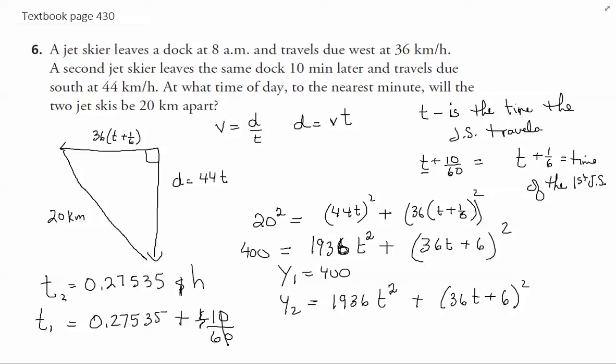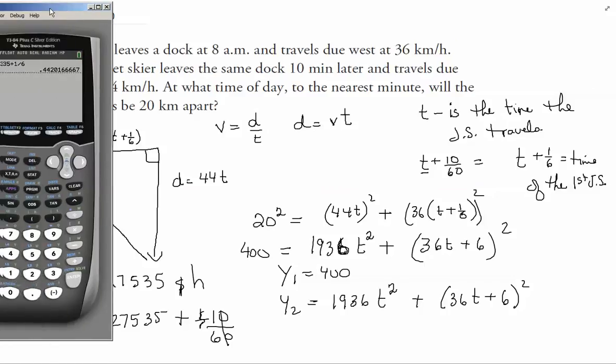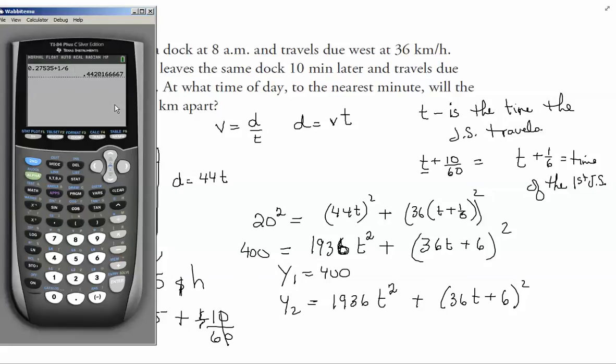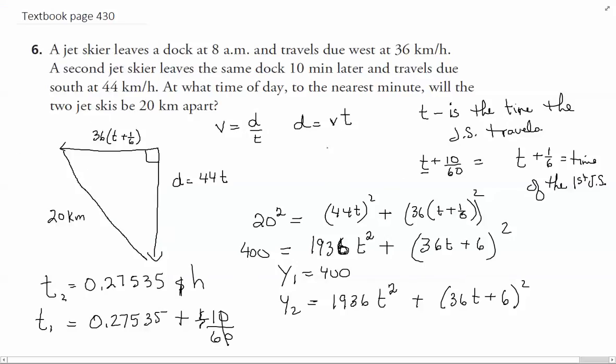And we can't have 2 decimal places, so let's delete that second decimal place. Oh, right, here we go. And so the time for the first boat is 0.442 of an hour. But we're being asked what time of day to the nearest minute, and so I'm going to multiply this by 60. And so they travel for 26, 27 minutes, the first jet ski. He leaves at 8 a.m., so it's going to be 8:27 a.m. when they're at the same distance.